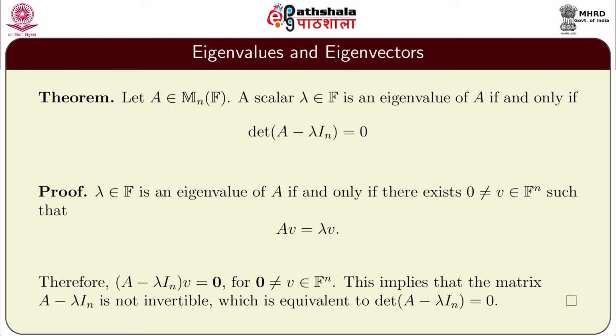Therefore, if we take lambda v to the left hand side, then we obtain Av minus lambda v is equal to 0, and we can write lambda v as lambda I_n of v, where I_n denotes the n cross n identity matrix, and we get (A minus lambda I_n) multiplied by v is 0 for some non-zero v in F^n.